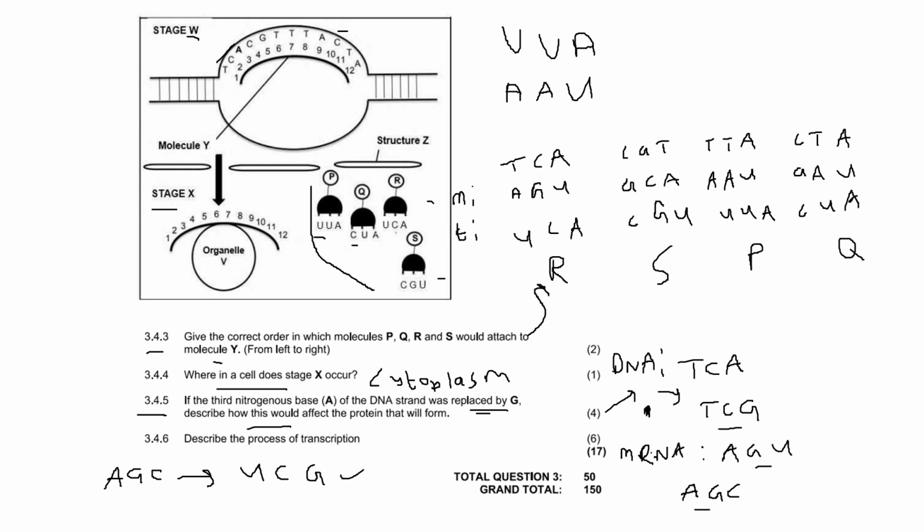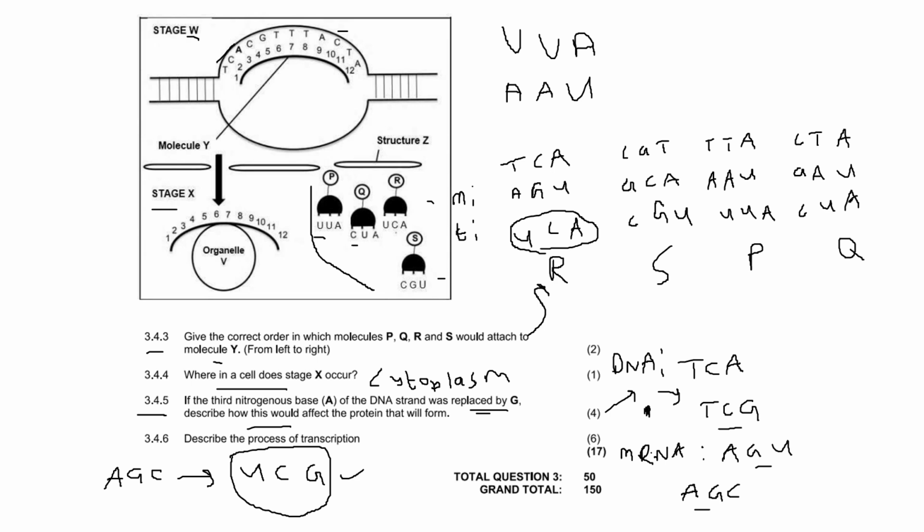So instead of forming our normal tRNA that we were forming before, remember the normal tRNA that we formed before was UCA. So the normal protein we were forming here was going to have UCA. That will be the normal protein. But now the protein that we're forming is having UCG. So meaning we're forming a different protein.